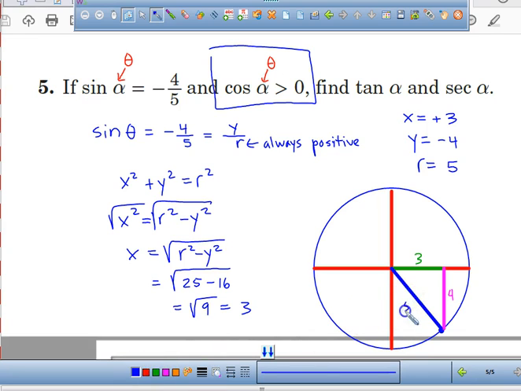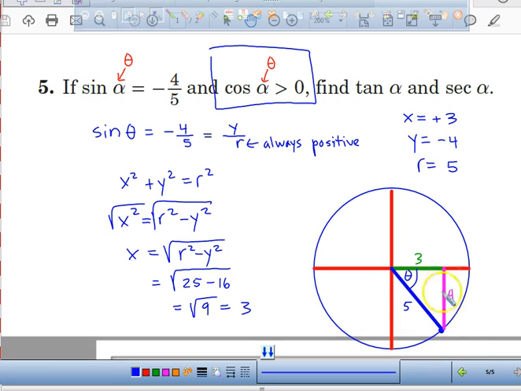And here's a 5. And this is where your theta is. Okay, so this is theta. Now, I understand it's negative 4 because we're going down, right? So what's my ordered pair right now? My ordered pair is a positive 3 and a negative 4.